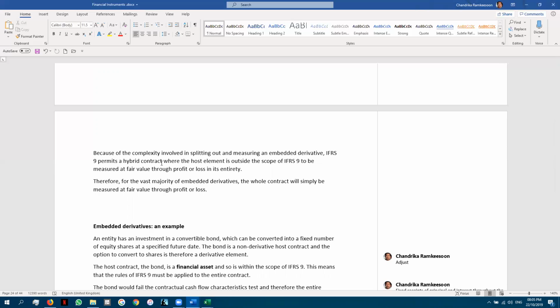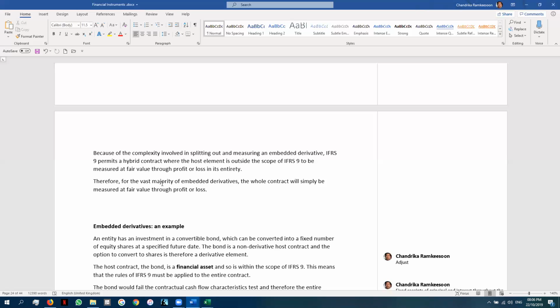Although IFRS 9, of course, is an international standard as opposed to US GAAP. Although the international standard IFRS allows a degree of flexibility here, because it permits it to be treated in this way, okay? It's not mandatory, but it permits, and more than likely it will be treated this way, okay? US GAAP does not give you a choice. They quite simply say it has to be measured in this way in its entirety. Therefore, in the vast majority, the whole contract will simply be measured at fair value.